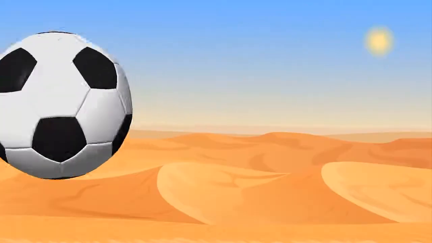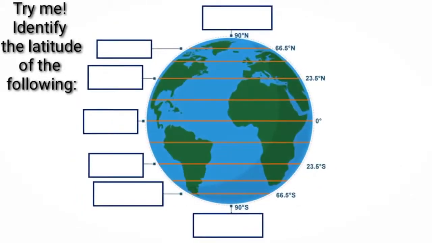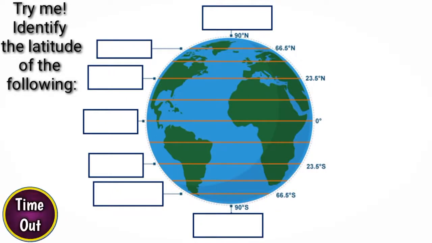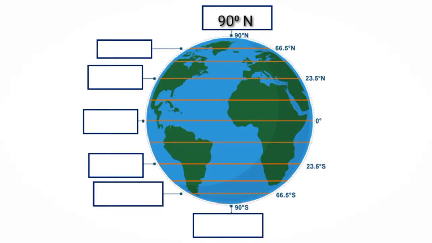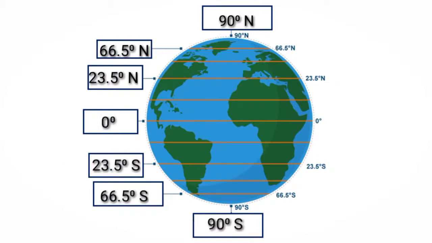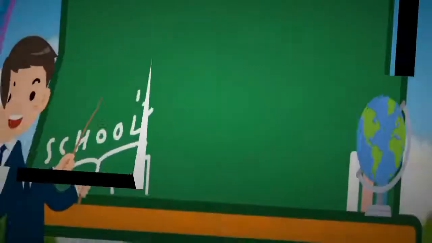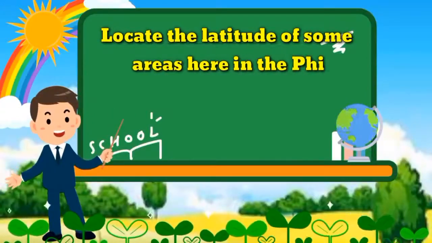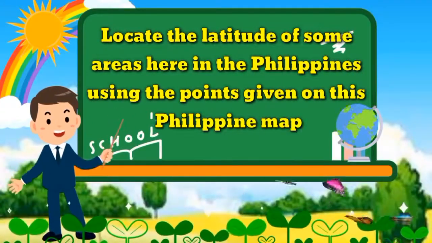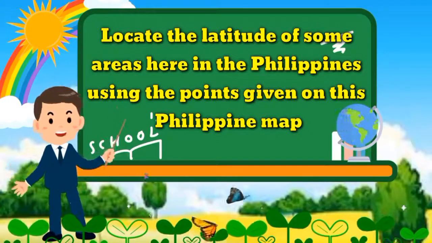Now try this. Identify the latitude of the following. The answers are 90 degrees north, 66.5 degrees north, 23.5 degrees north, 0 degrees, 23.5 degrees south, 66.5 degrees south, and 90 degrees south. Now, let us locate the latitude of some areas here in the Philippines using the points given on this Philippine map.